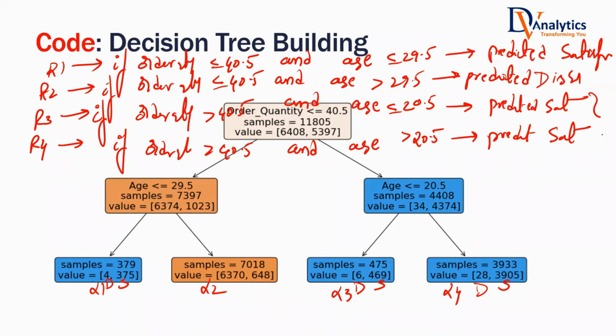In fact, can we combine these two rules and say that if order quantity is more than 40.5, no matter what the age is, they will be satisfied? Yes, sir. You can combine them or you can leave it as it is also. The result will not be different.